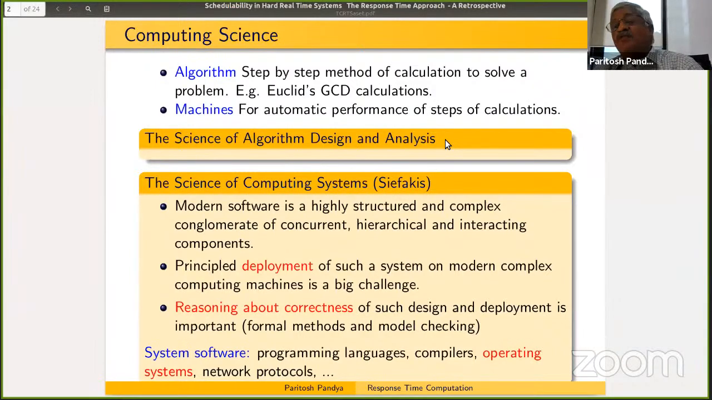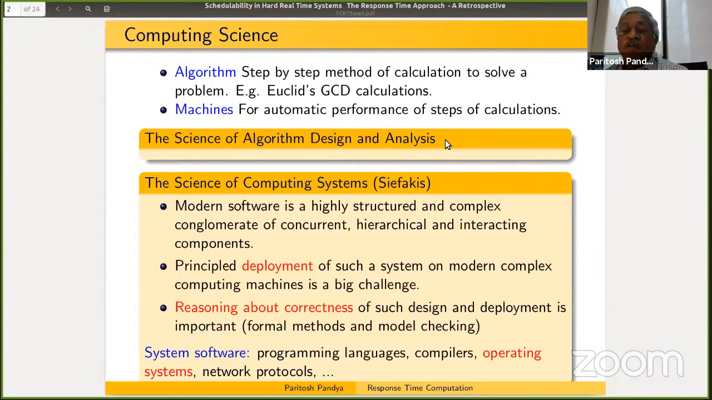And this is a very mature field. TIFR has a very active group on algorithm design and analysis now, and I will not say too much about it. You should definitely have an ASET colloquium on that. But the other part is, having developed these algorithms, you want to develop solutions which make use of them to solve real world problems. And for that, you write software.